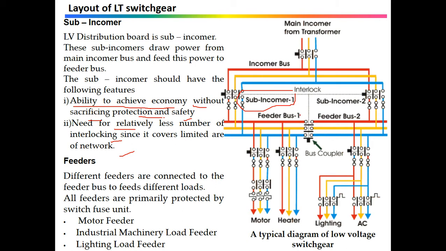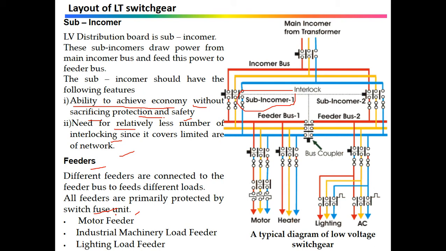The other part is the feeder, and these are different feeders connected to the feeder bus. So this is the feeder bus, and there are different feeders, and all feeders are primarily protected by SFUs. There are different loads like motor loads, lighting loads, industry machinery loads, and air conditioner loads. These are AC loads, and all these loads are connected primarily with this part. As already told, all these are protected by the SFU, that is the switch fuse unit.